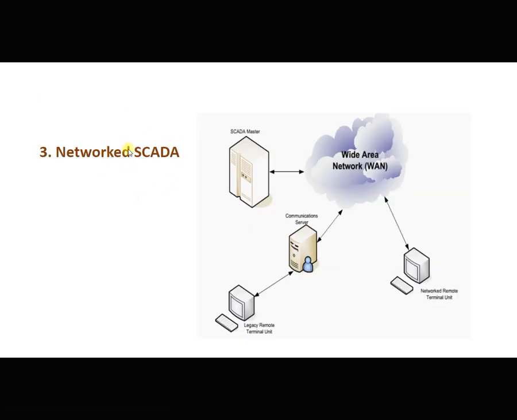Next, network SCADA. This is the advanced one we have. Here it is almost all wireless communication. Somewhere the SCADA master will be there, and somewhere the RTUs will be there. I can receive data at the remote location, where the RTU will be. I can go with the communication server to the cloud, or connect directly if I have the network properties with the RTU.